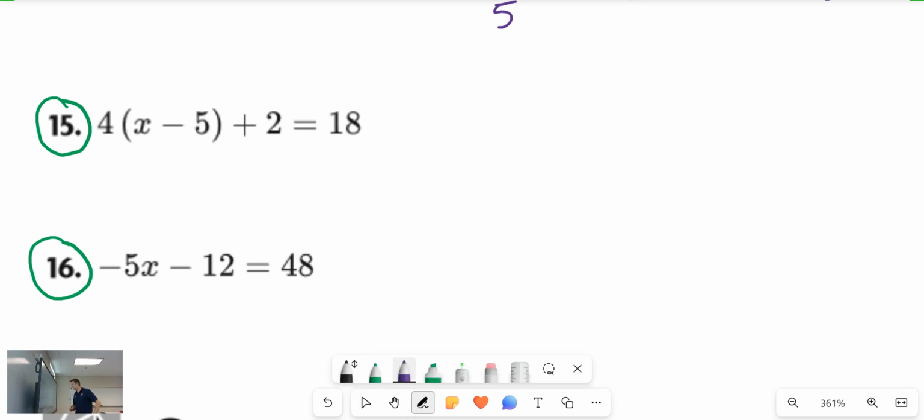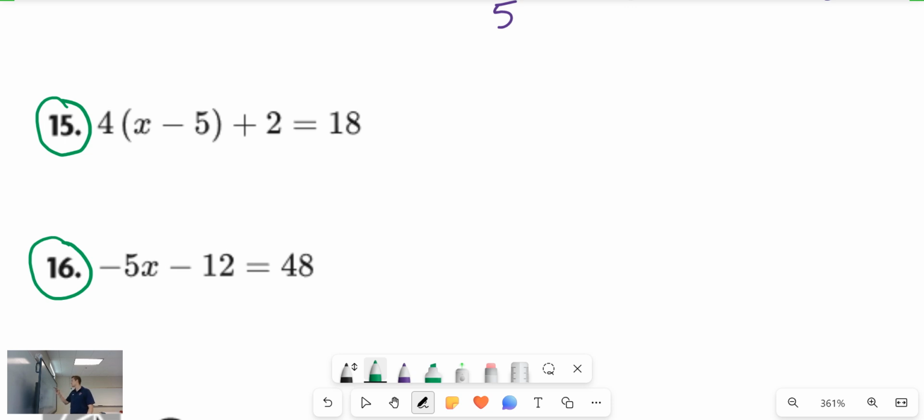let's move on to 15. Here we go. All right, let's do this a little bit more efficiently, hopefully a little space efficient, because we have to do 16 right below it as well. So, all right. First things first, let's solve for x.